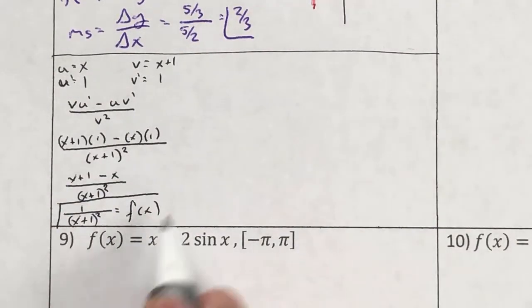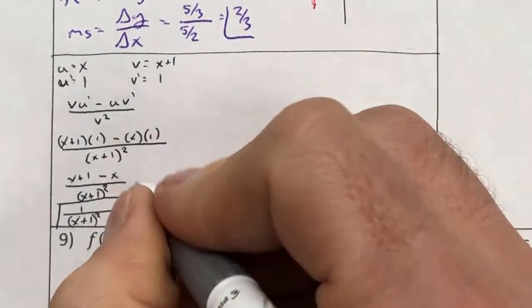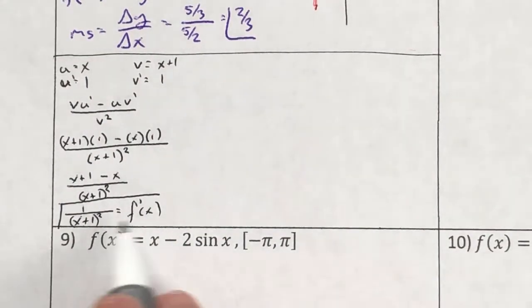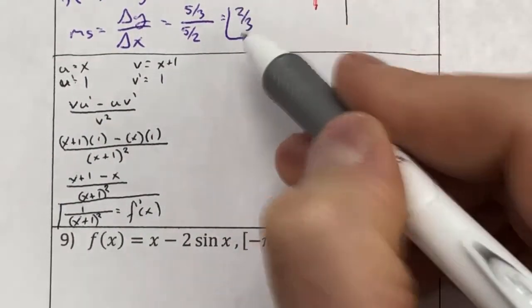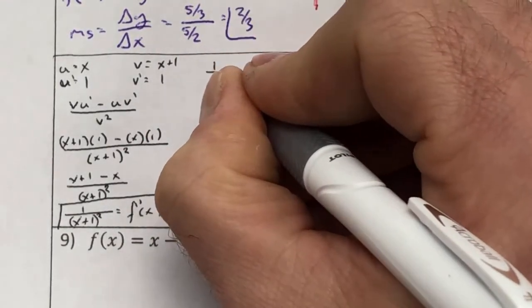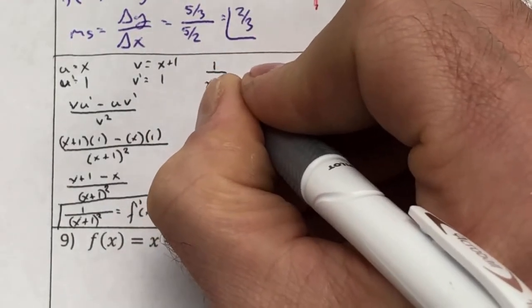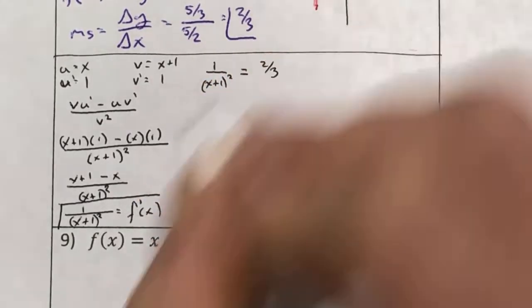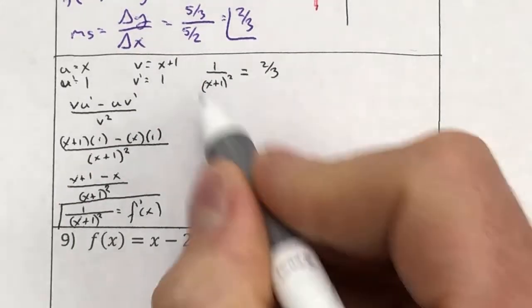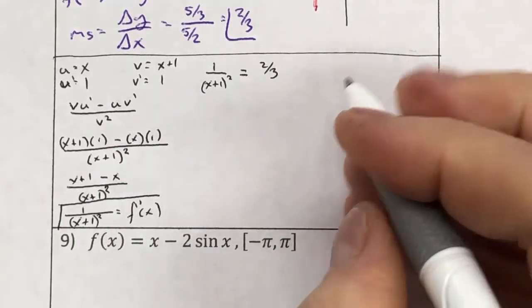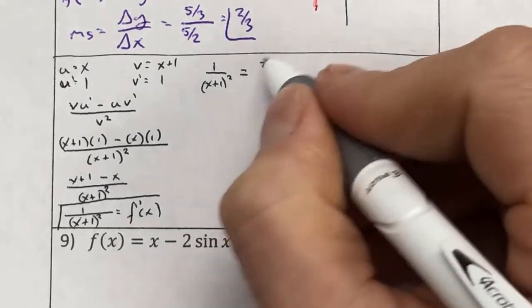So I need to figure out when this derivative, can't really see that prime, there we go, when this derivative is equal to my secant slope. So I am just going to set 1 over x plus 1 squared equal to 2/3, and I'm going to solve this equation. Now this equation doesn't look like it's going to be too bad. Let's cross multiply.